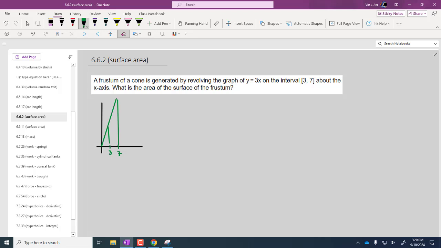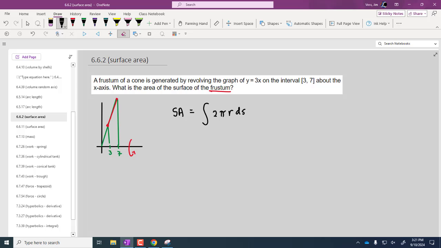So 3 to 7. This piece of the curve from here at 3 up to there at 7, that part is going to be rotated around the x-axis, creating a frustum of a cone. So that little red segment rotates around the x-axis. It's going to create a surface, and that surface is a frustum of a cone. The formula for surface area is going to be the integral of 2 pi r ds. That's our generic formula.